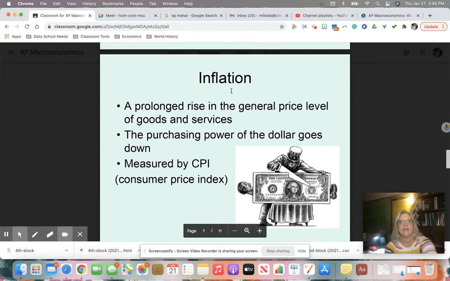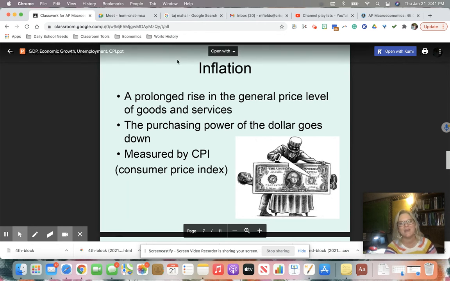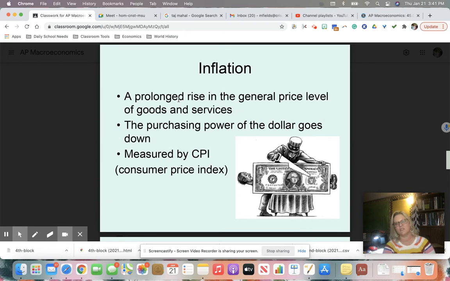All right. Inflation is an easy term to remember. The definition is easy to remember, but its effects aren't always as easy to remember. So inflation just means prices go up, all right? It's a long word that means prices rise. And the technical definition is a prolonged rise in the general price level of goods and services.